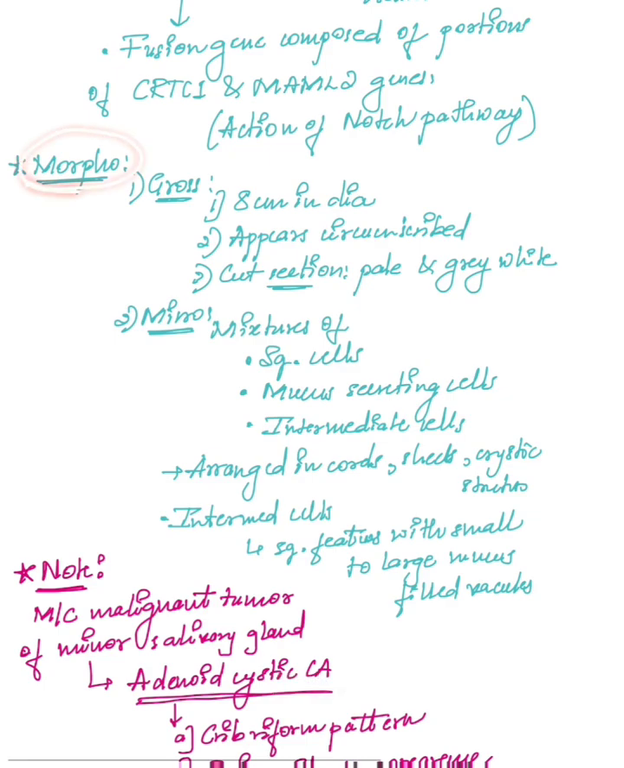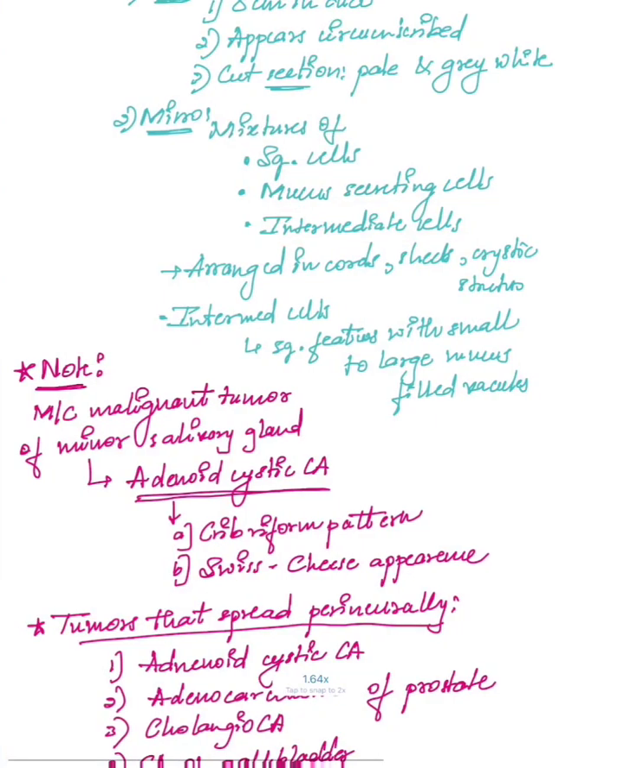On morphological features, in gross section, it is up to 8 cm in diameter. It appears circumscribed. On cut section, we can see a pale, gray-white appearance. On microscopic features, we can see a mixture of squamous cells, mucus-secreting cells, and intermediate cells. They are arranged in cords, sheets, and cystic structures. The intermediate cells have squamous features with small to large mucus-filled vacuoles.